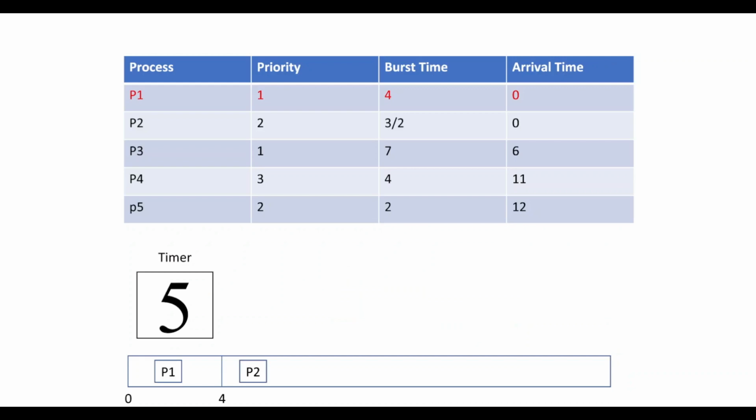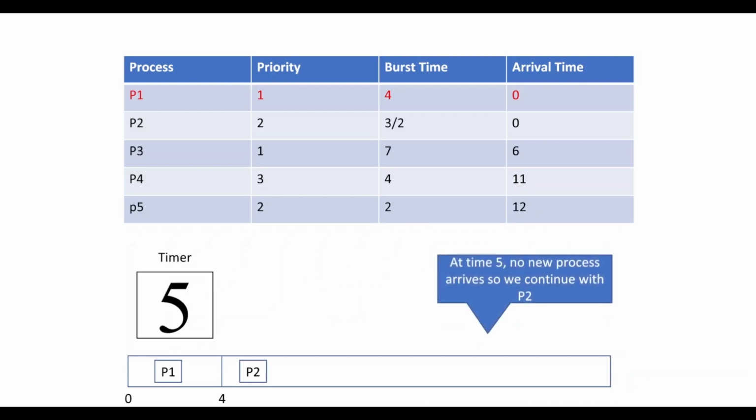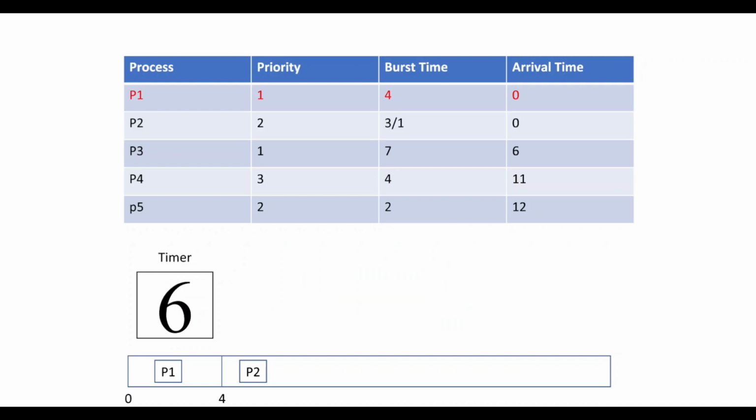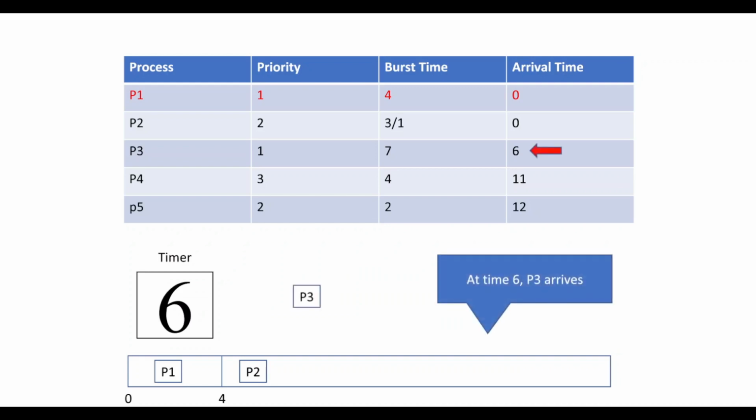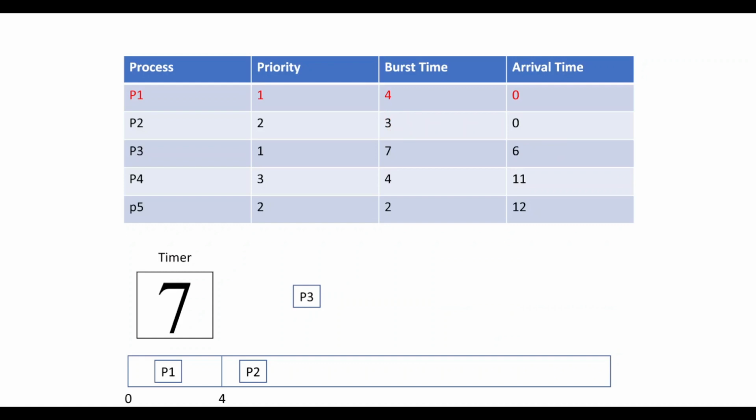At the 5th second, nothing has arrived. And at the 6th second, we have got a new process called P3 that has to be added to the ready queue. Now P2 should continue its execution. Why? Because it is a non-preemptive scheduling algorithm. Out of 3, it requires 1 more second to execute. So it will execute 1 more second, and then P2 has completed its execution.